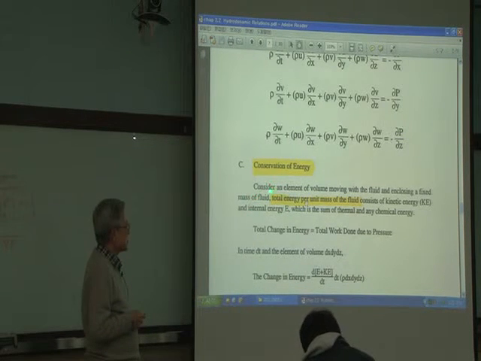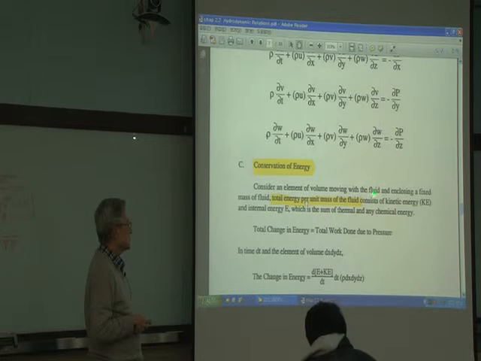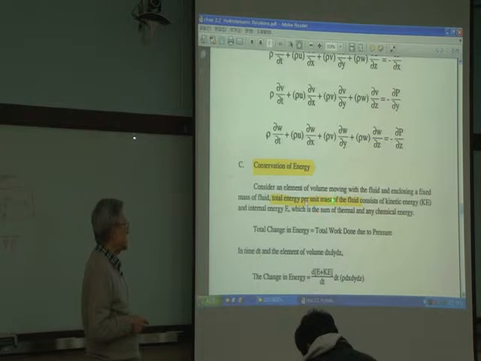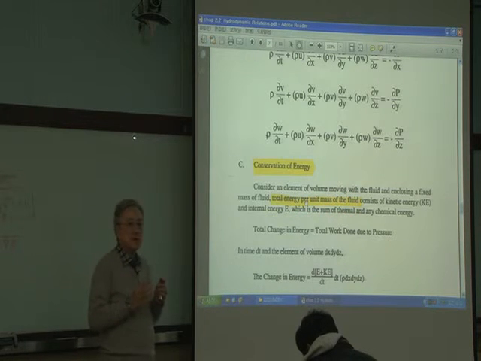We're going to consider the element of volume. I'm talking about dx, dy, dz, moving with the fluid and enclosing a fixed mass of the fluid. Okay, total energy per unit mass of the fluid. We are dealing with energy per unit mass. Unit mass means 1.